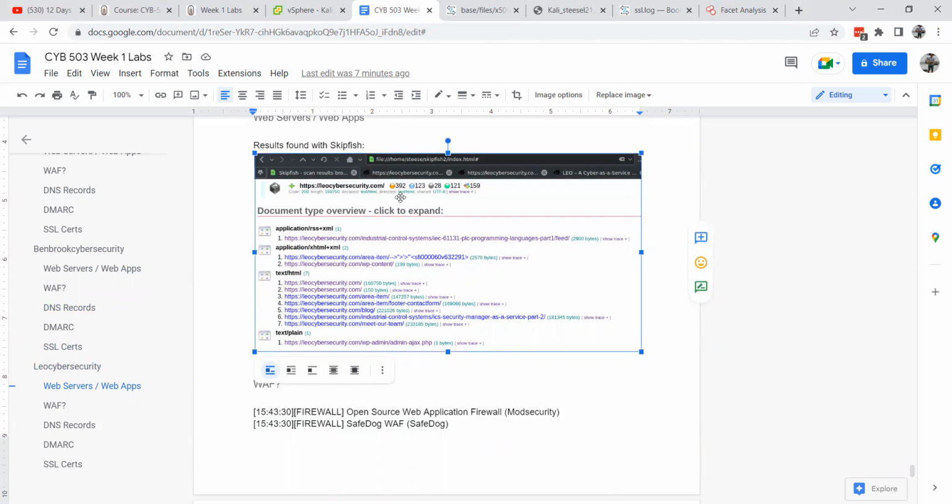But for leocybersecurity.com, I used Skipfish to enumerate web apps, and it did detect a couple. What they are, I have no idea. It's outside of a WordPress login and something about industrial control systems, which is SCADA.